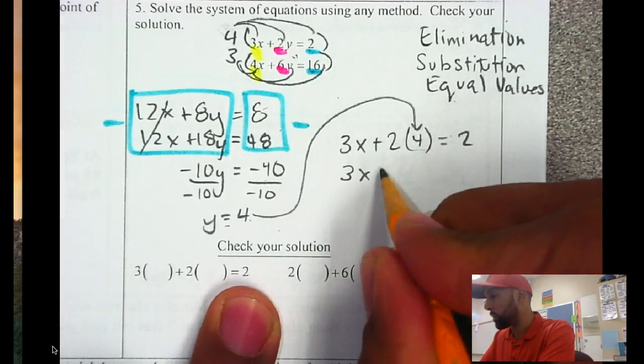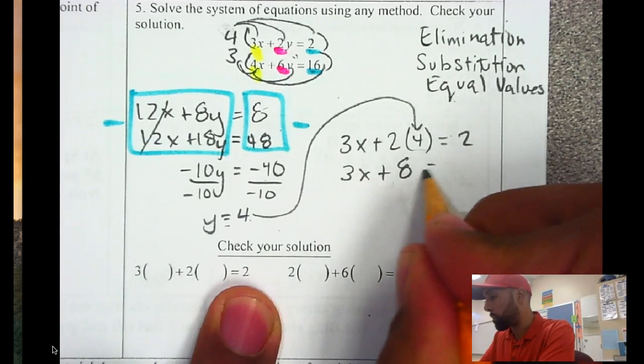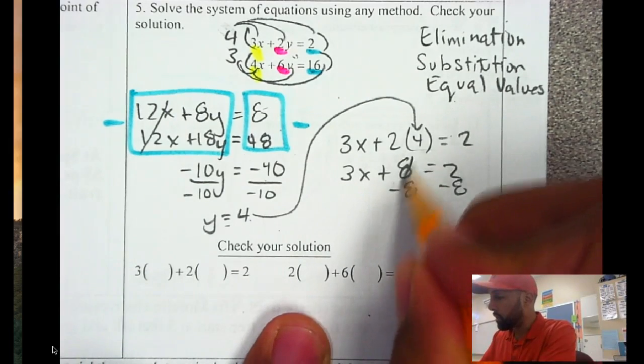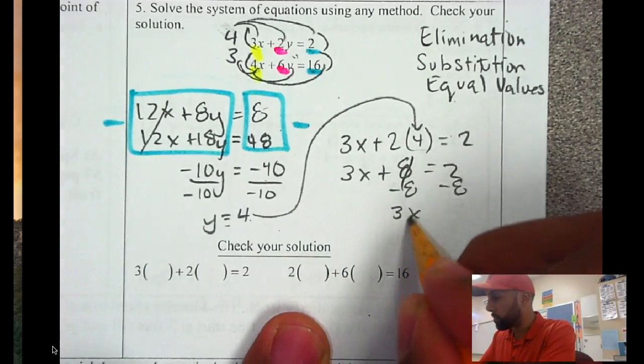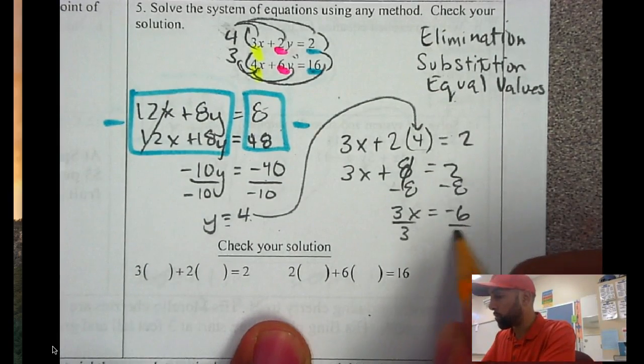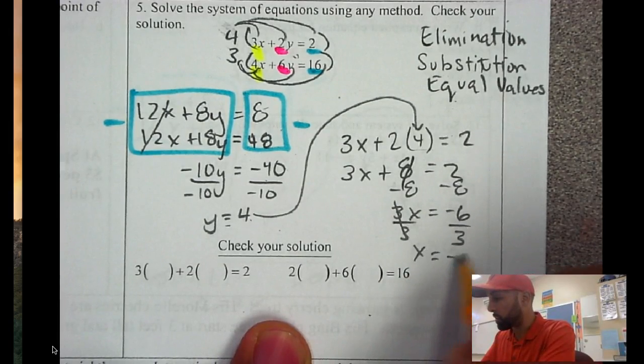So 3x plus 2 times 4 is 8. Then subtract 8 from both sides, and you get 3x equals -6. Then divide by 3, x equals -2.